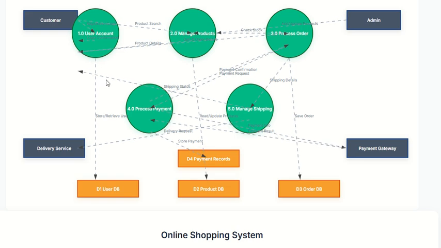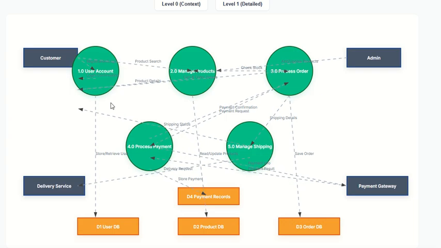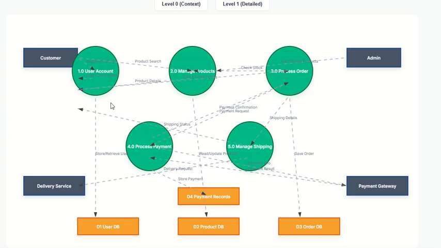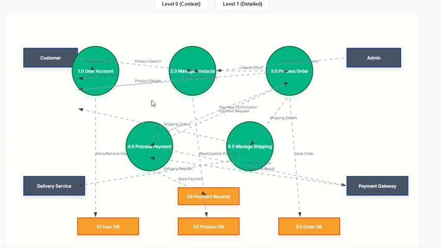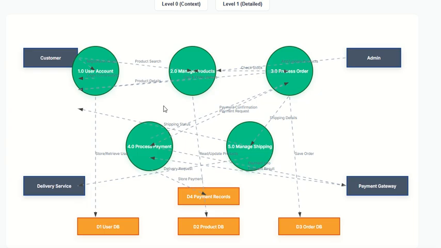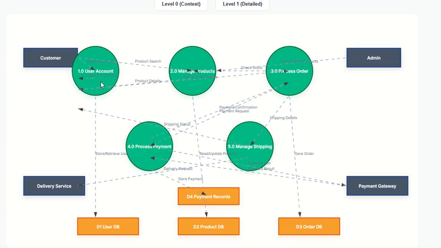So this one will be our level 1 detailed data flow diagram. So I will now be explaining the online system process. Unlike the context diagram, this level breaks down the system into its major internal processes, shows where the data is stored, and explains how information flows between different parts of our system. So we have the main processes. We have this level 1, level 2, level 3, process orders, level 4, and level 5.